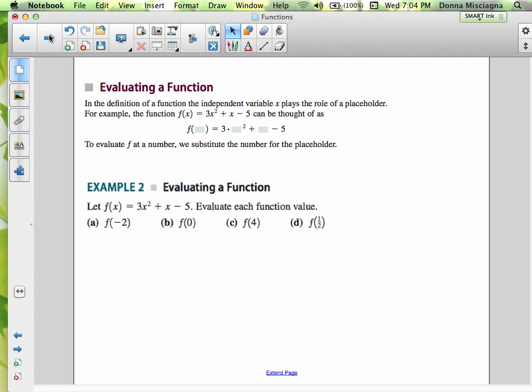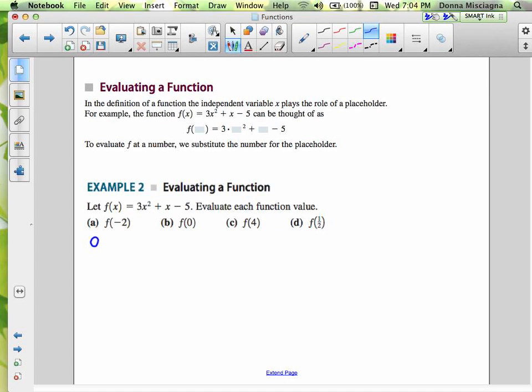Evaluating a function. We'll do this section in this video, and then I'll pause to do the next video. In the definition of a function, the independent variable x plays the role of a placeholder. For example, the function f of x equals 3x squared plus x minus 5 can be thought of as, everywhere we see an x, we're going to substitute some value, and we're going to substitute the same value for every place we see the x. All right, so here we're going to evaluate this function, let f of x equal 3x squared plus x minus 5. Evaluate each function value.